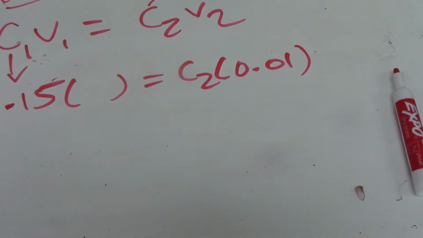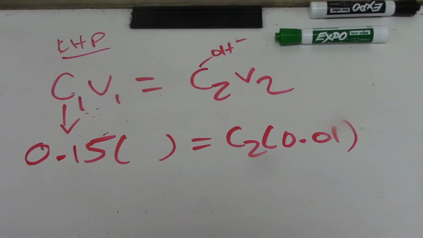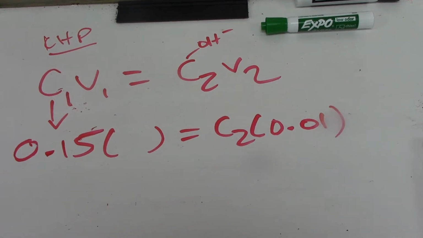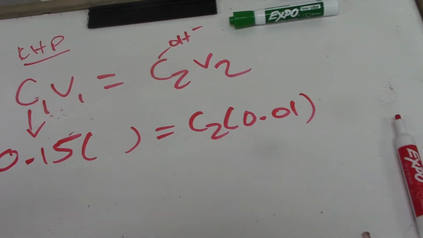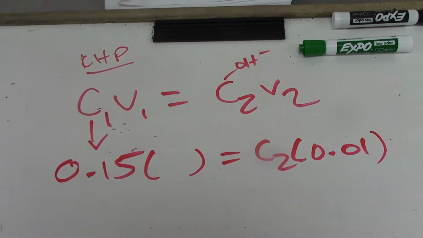So if I were to take a sample of acidified water and then titrate it, I would know the concentration of the water, and we could predict acid precipitation problems with that. All right.